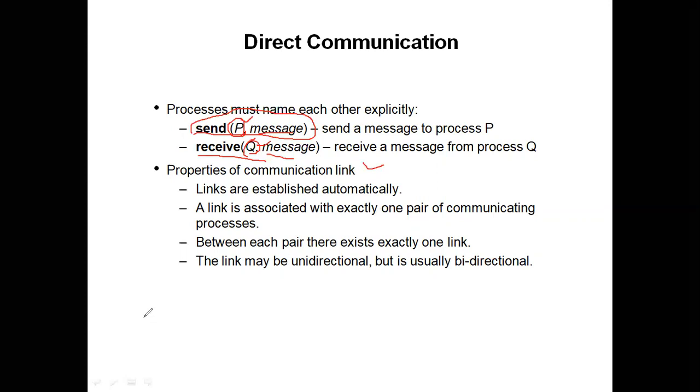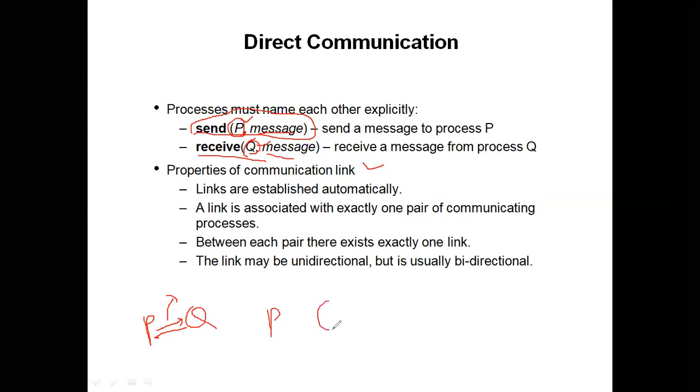So if P and Q are two processes, and we have a channel such that a message can only flow from P towards Q, that means this channel is unidirectional, because it can carry messages only from P to Q, not from Q to P. So in case of unidirectional, every two processes will need to establish two communication links, one for sending messages from P to Q and another for sending messages from Q to P.